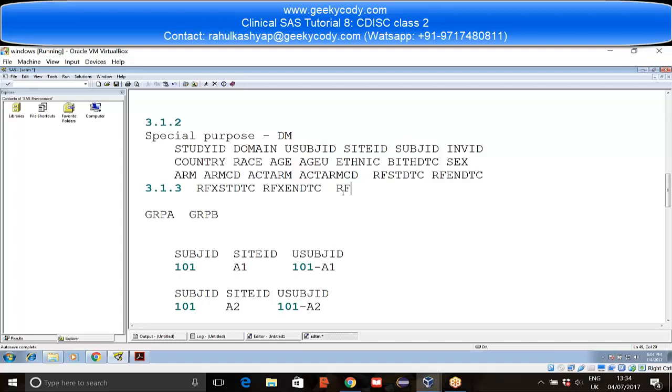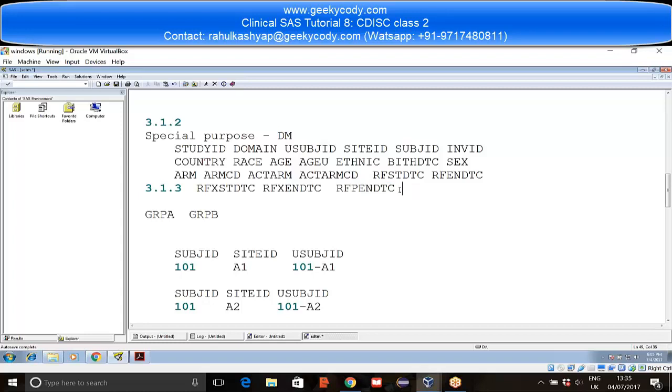And reference RFPENDTC. This is nothing but participant end date. Participant end date means the date on which the subject left the study. We can't guarantee that the subject will be there till the end of the study, right? If he is getting more side effects, what will happen? In between, he'll stop the study. He will leave the study. This is called reference participant end date.